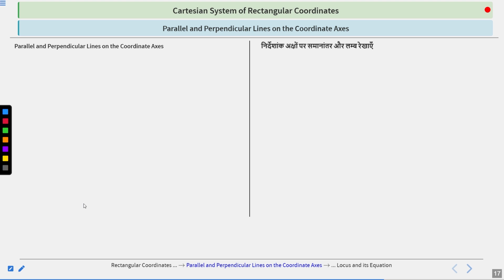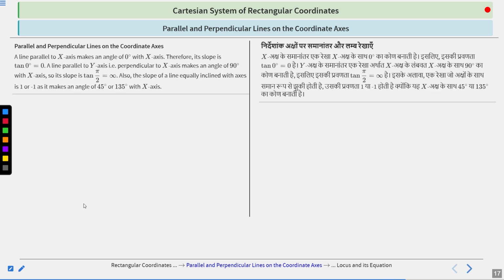Now let us see parallel and perpendicular lines. A line parallel to the x-axis makes an angle of 0 degrees with the x-axis, therefore its slope is tan 0 degrees, which is equal to 0. A line parallel to the y-axis, that is perpendicular to the x-axis, makes an angle of 90 degrees with the x-axis, so its slope is tan pi by 2, which is infinity. Also, the slope of a line equally inclined with the axes is 1 or minus 1, as it makes an angle of 45 degrees or 135 degrees with the x-axis, right? Clear?